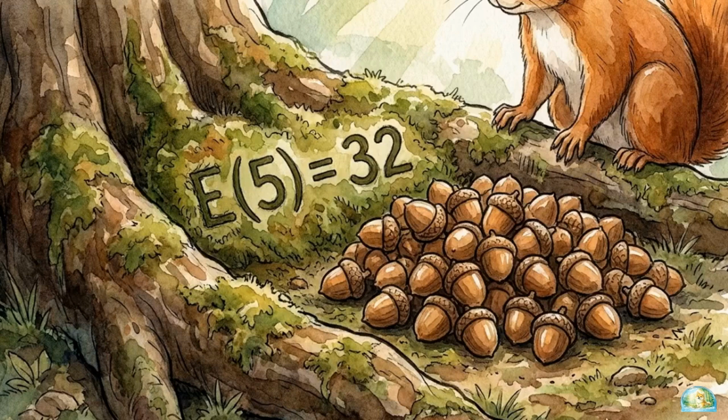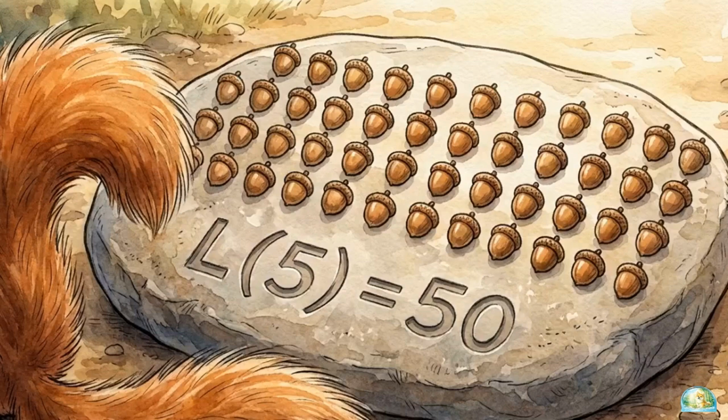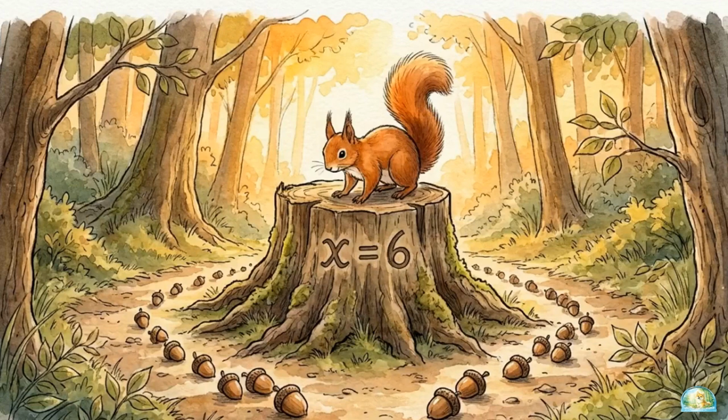At step x equals 5, the exponential model reaches 32. The linear model sits at 50. The multiplication is catching up, but it is still lagging behind. Step 6 is where a critical threshold is crossed between the two paths.